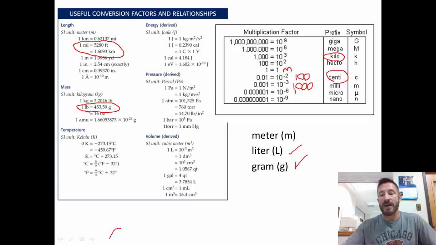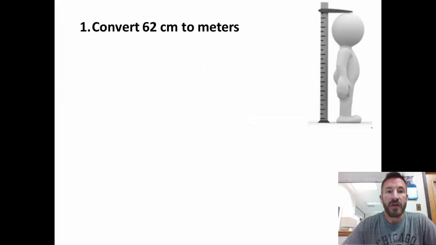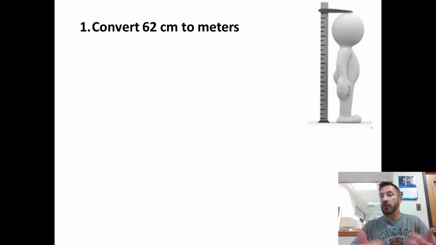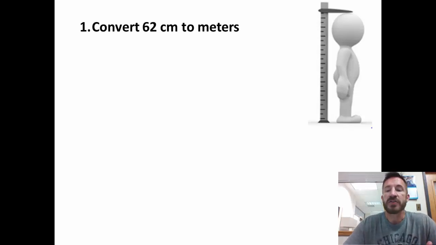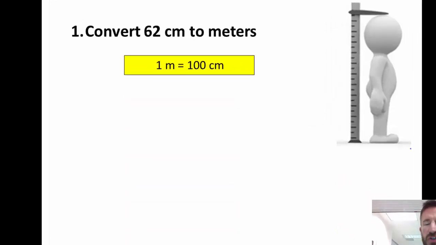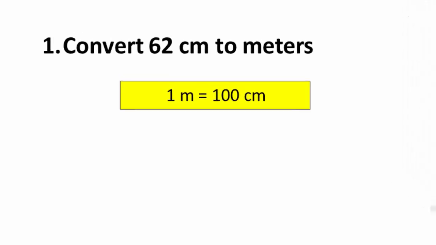So let's do three sample problems to get us into this. The first one is a conversion using length. Convert 62 centimeters to meters. The first step in doing these problems is to look at the conversion table and figure out what a correct conversion is for that. So look at your table now. You see on the table that 1 meter is equal to 100 centimeters.